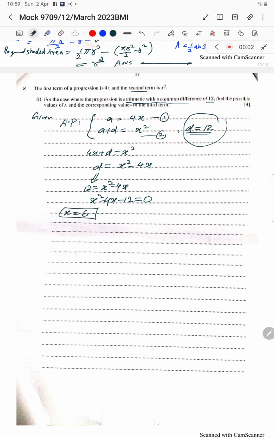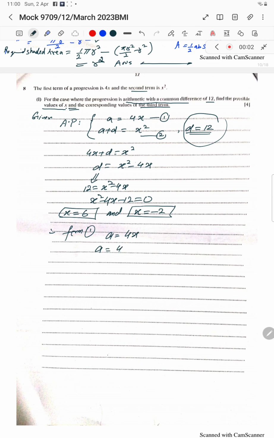The two roots are 6 and minus 2. So here we have done that. After evaluating the values of x, we are asked for the corresponding value of the third term. So first, what will be the first term after replacing these two values of x in equation 1? From 1 we have a is equal to 4x.